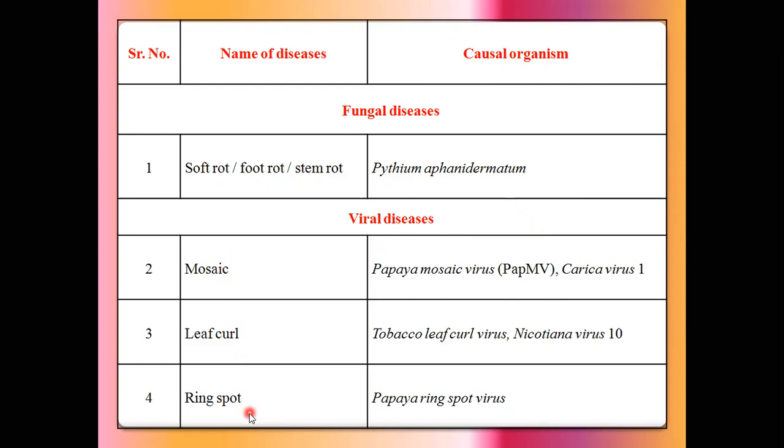Mosaic, leaf curl and ring spot diseases are generally seen in papaya, due to papaya mosaic virus, Nicotiana virus strain and papaya ring spot virus respectively. We already discussed soft rot or foot rot in lecture number 3, so today we discuss only the viral diseases seen in papaya crops.